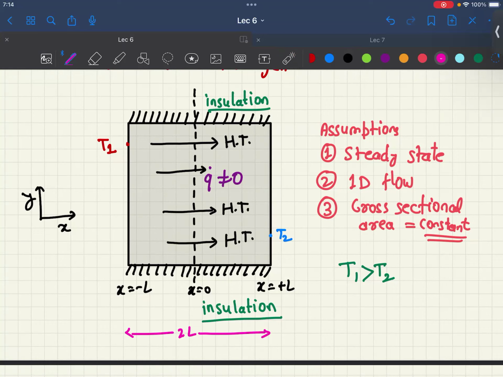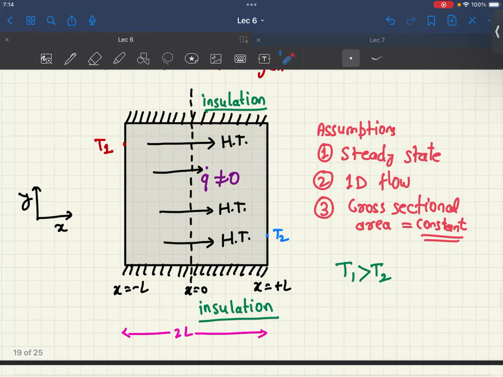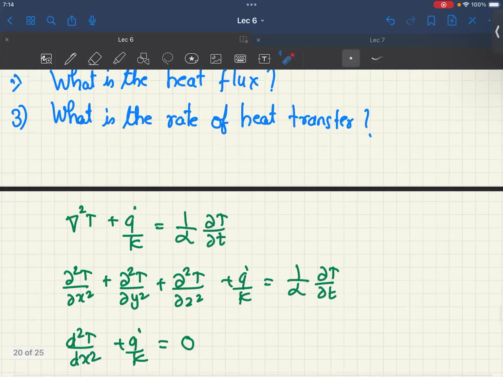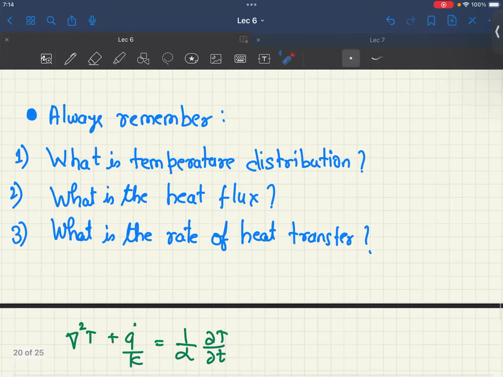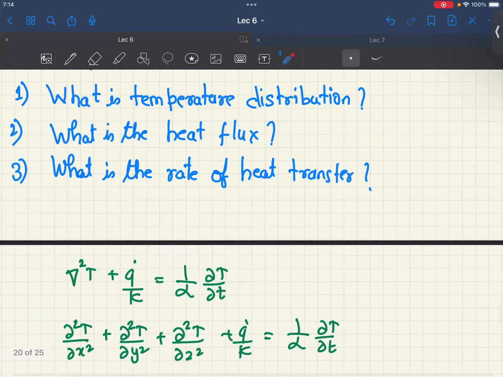Okay. So now, if you remember, we can use the generalized heat balance equation which we had derived in the first lecture. Since this is a steady state system with only one dimensional flow and constant cross sectional area, we can use this generalized heat balance equation to compute it. But prior to that, we have to ask ourselves what we are interested in calculating.